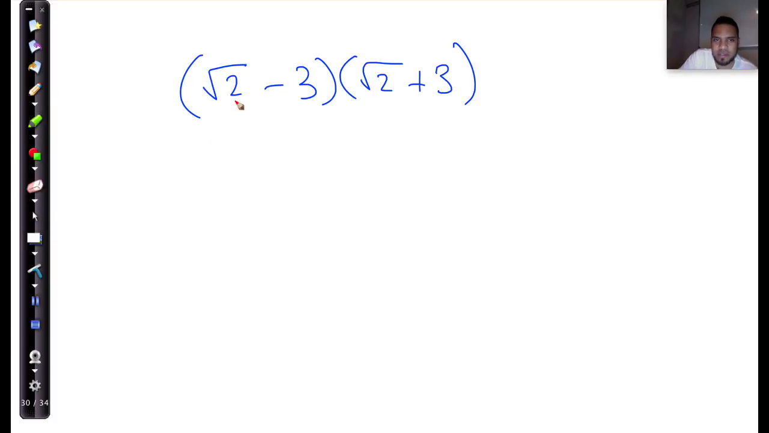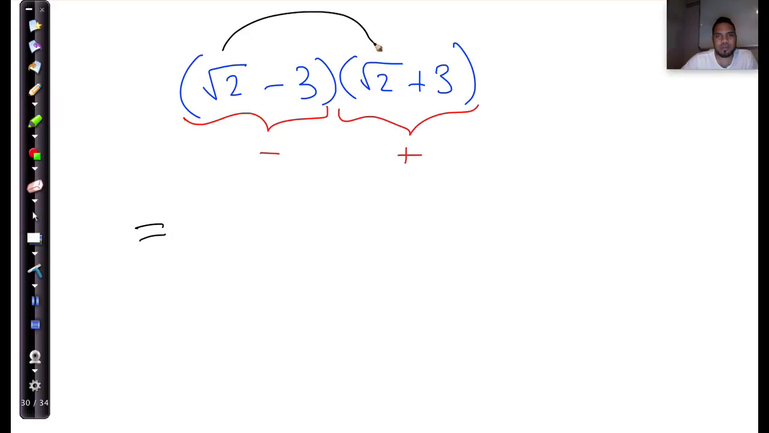Well, it's quite simple. I've got one factor consisting of two terms separated by a minus sign, and another factor consisting of two terms separated by a plus sign. Those are essentially the conditions for having something that will result in a difference of squares in its product. So let's work this out. It's going to be root 2 multiplied by root 2, and you can try that on the calculator as well. Root 2 times root 2 is just root 4, which is equal to 2 because the roots cancel out.